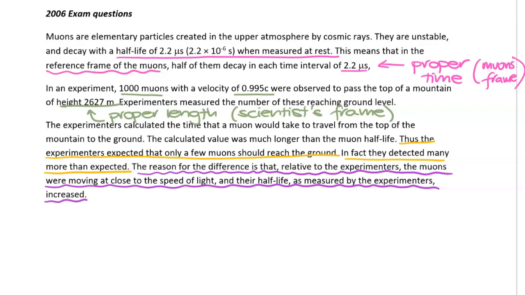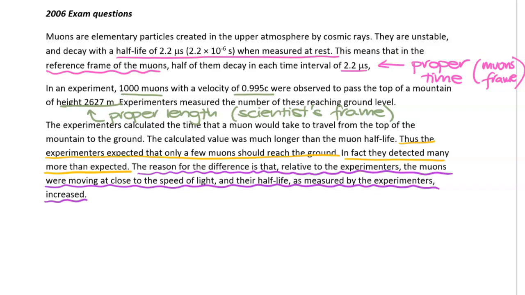Okay, I've just put a few annotations here to help me grapple with this really wordy example. That 2.2 micro, not milli, it's micro, is the proper time in the Muons reference frame. Whereas that length, the height of the mountain, that's the proper length, and I'm referring to the scientist's reference frame here. So that means the Muons will experience a different length and the scientists will experience a different time, that half-life decay time for those Muons here.